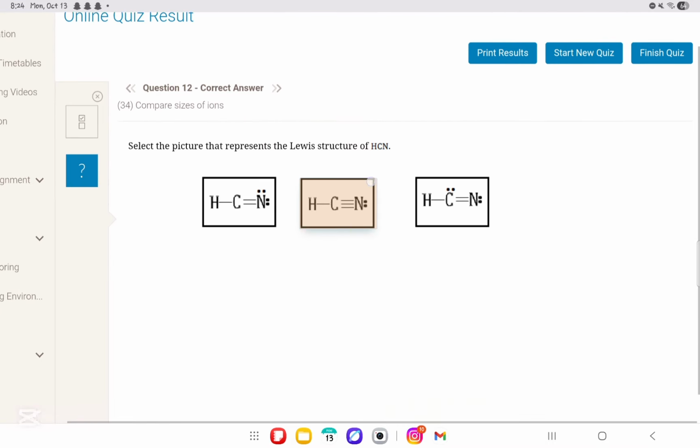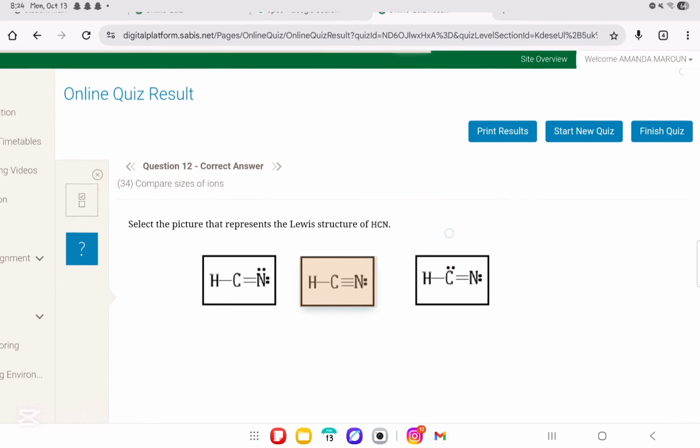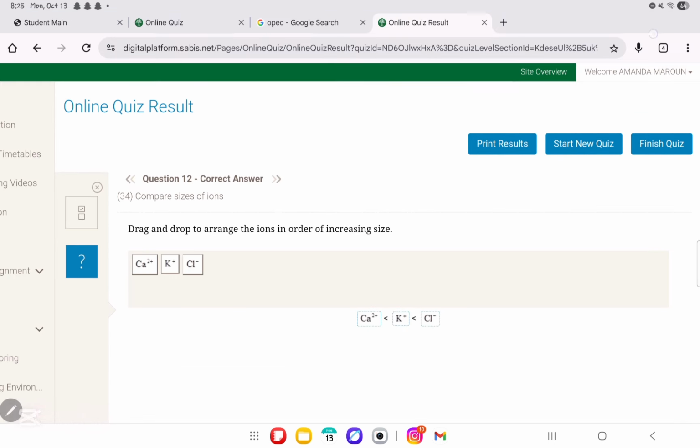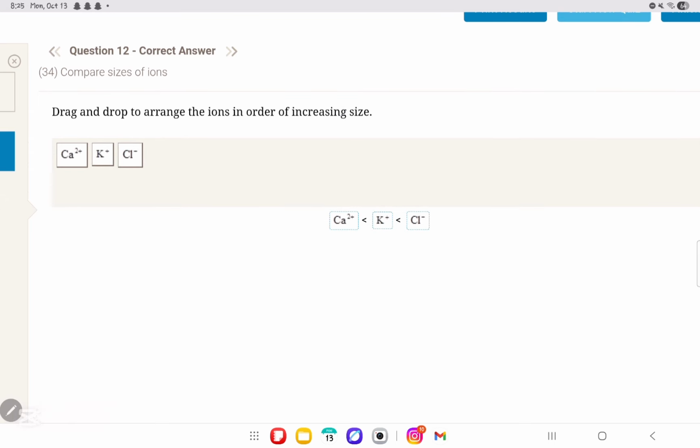What does it say in question number 12? Now, question number 12. Drag and drop to arrange the ions in correct order of increasing size. Remember, what do we need to know? We need to know that the more electrons we take away from an atom, the smaller it becomes. However, the more electrons we add to an atom, the larger it becomes.